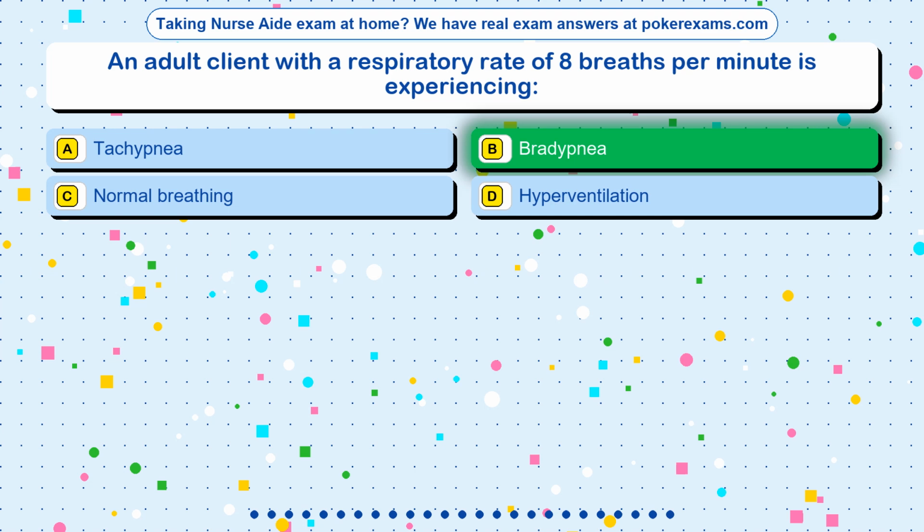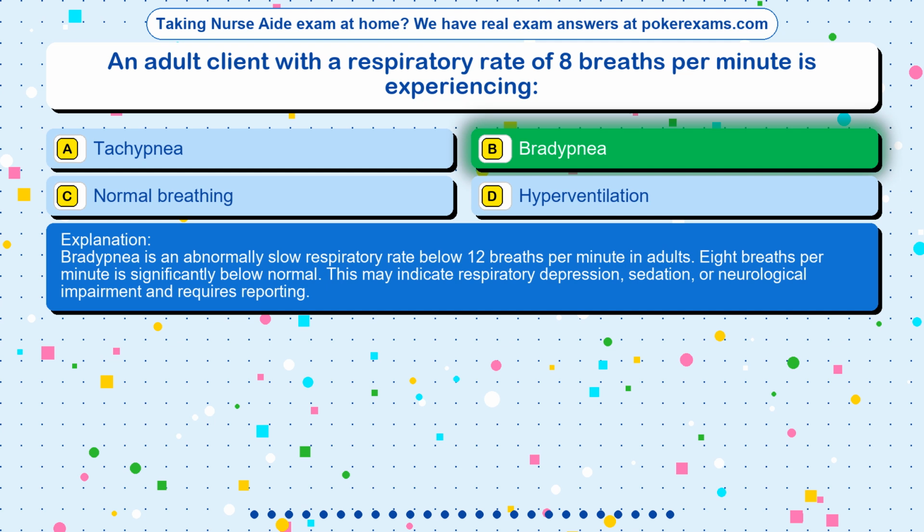The correct answer is option B. Bradypnea. Bradypnea is an abnormally slow respiratory rate below 12 breaths per minute in adults. 8 breaths per minute is significantly below normal. This may indicate respiratory depression, sedation, or neurological impairment and requires reporting.